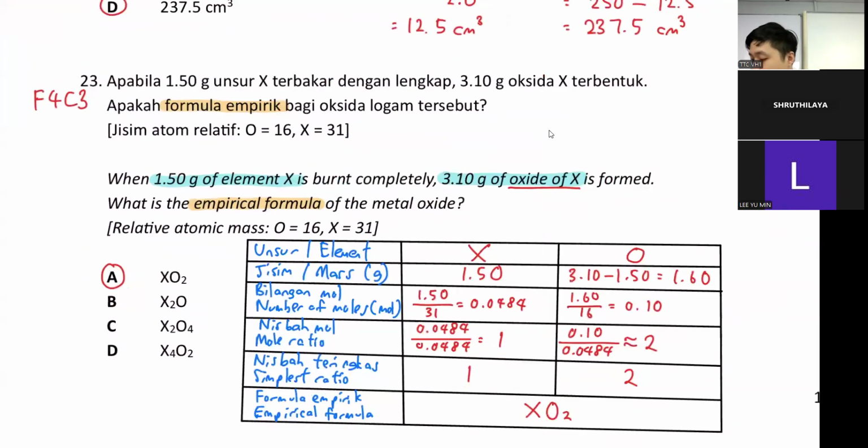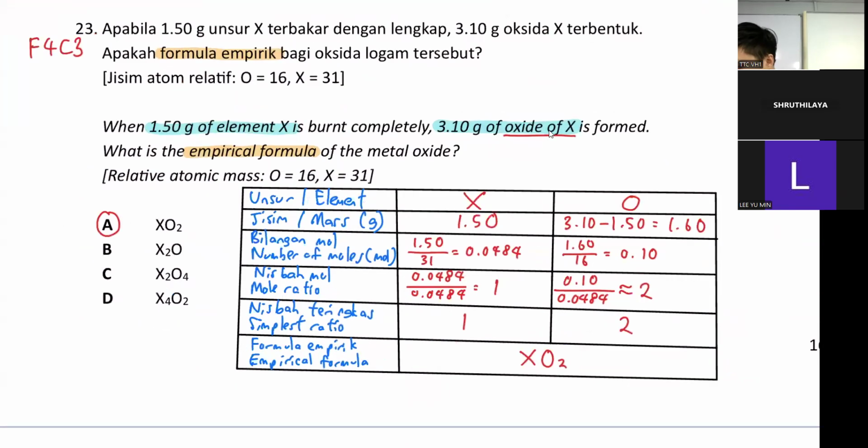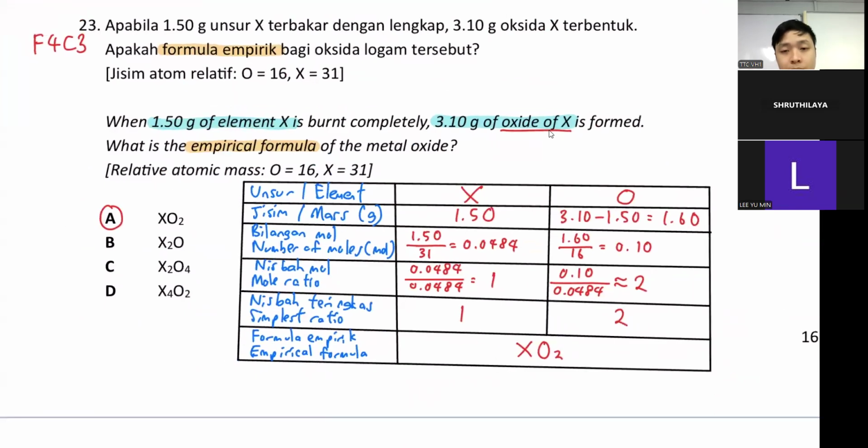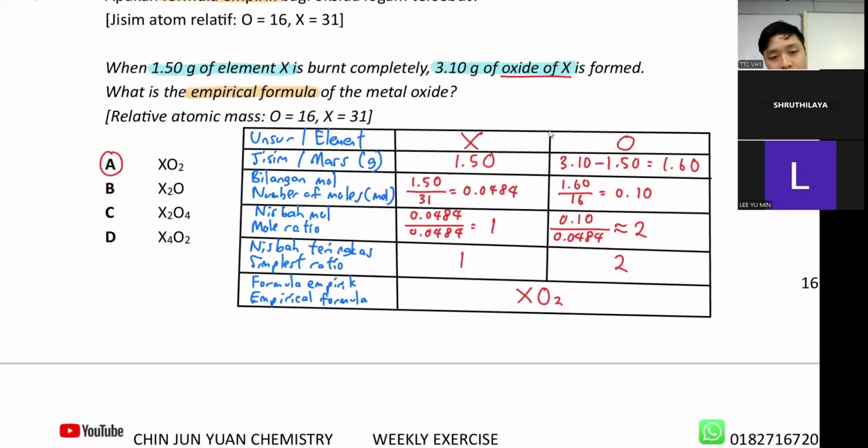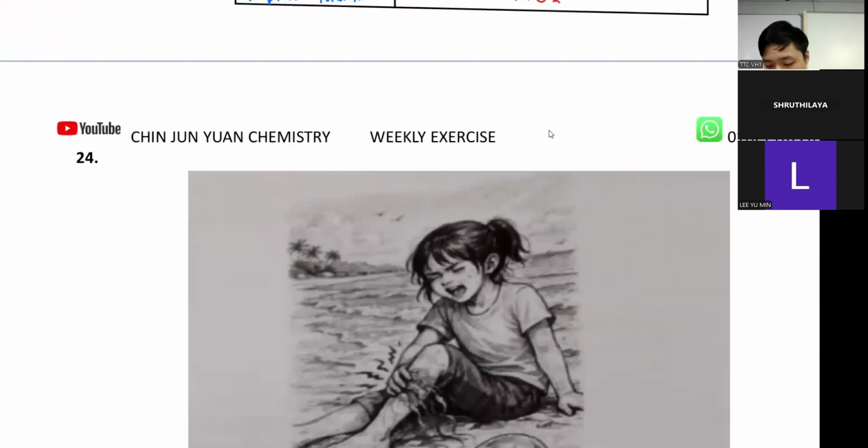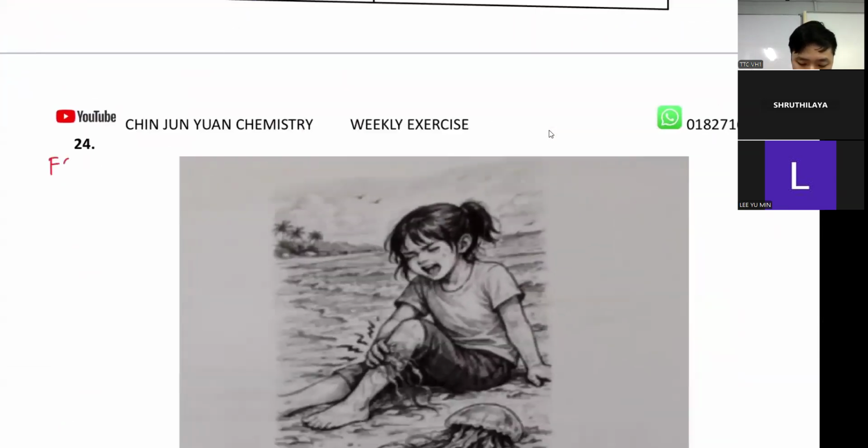Let me check the answer. 23, A. Okay, correct. XO2. This one for paper, I have to know how to do. Of course, in paper 2, you write the answer. And then question 24 is Form 4, Chapter 6.